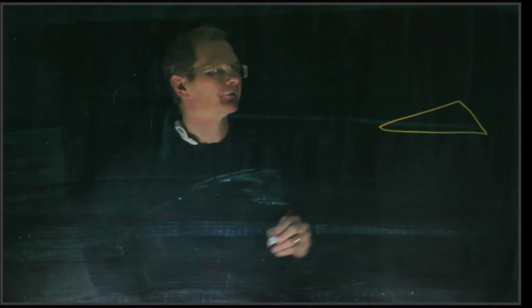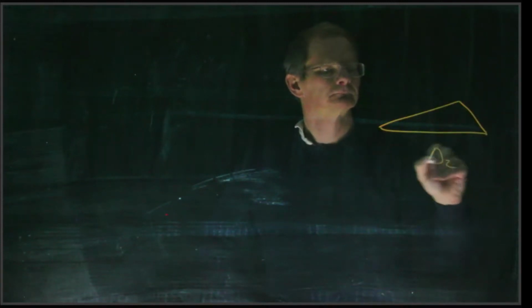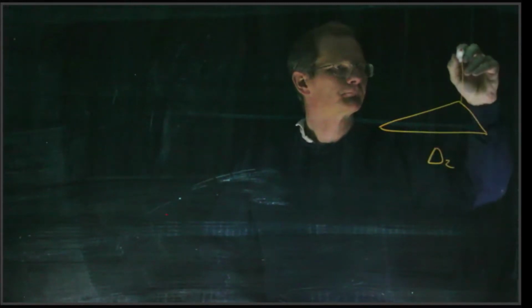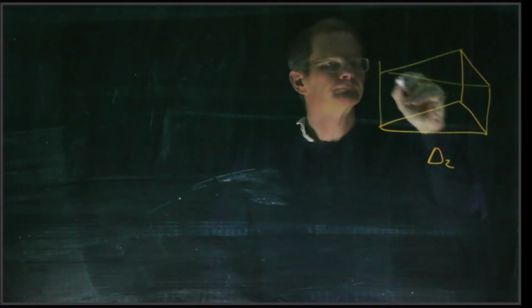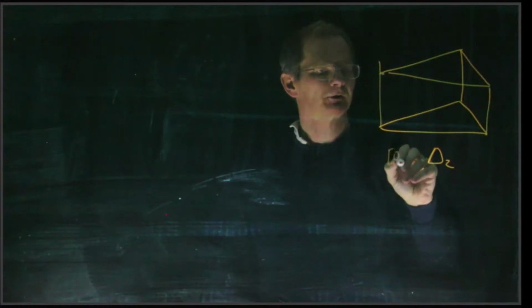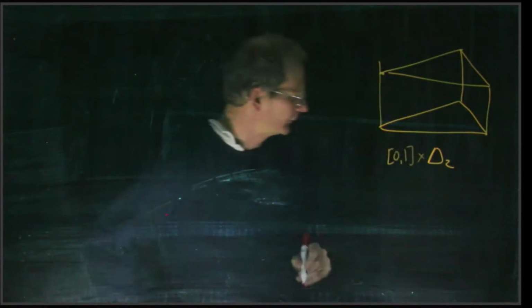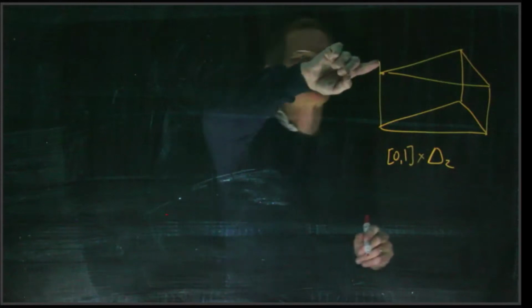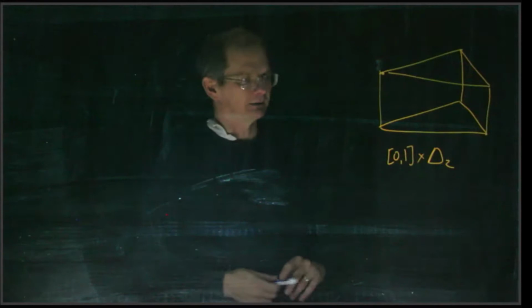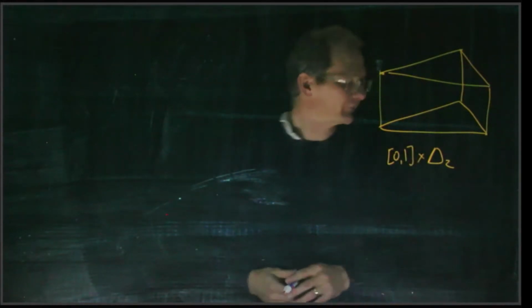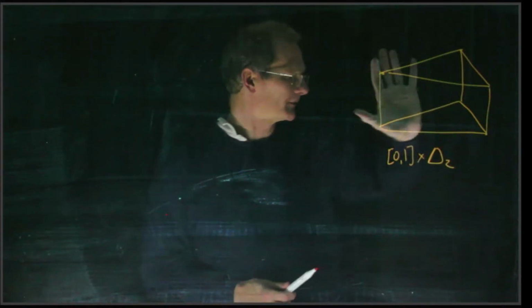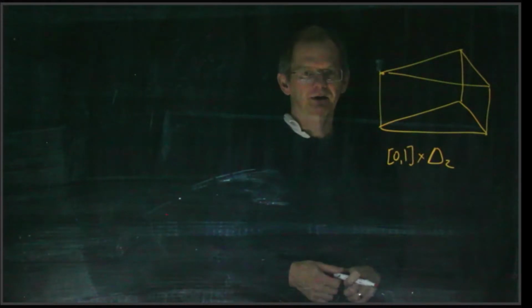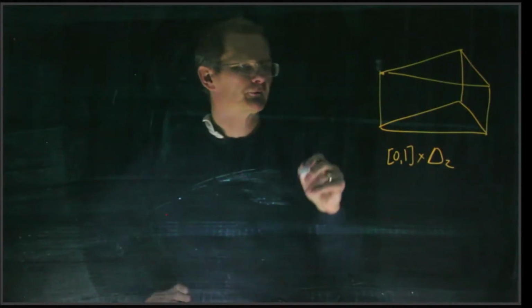Okay, so here's our Δ2. And we can thicken this up, make a prism like so. So this is now [0,1] × Δ2. We're always going to have things oriented this way, so the [0,1] axis is going vertical. So we've got this triangular prism here. And if we look at the boundary of the prism, we've got the top and the bottom and the sides. And the idea is we're going to split this up into 3 tetrahedra.